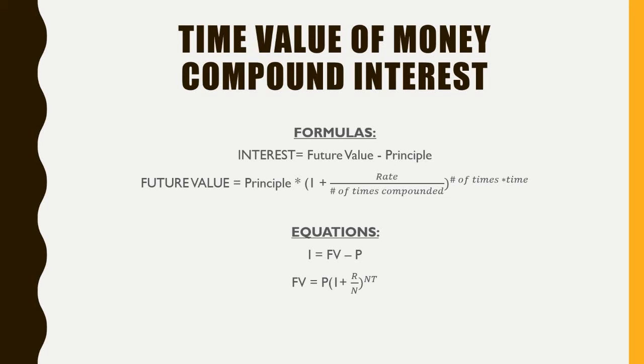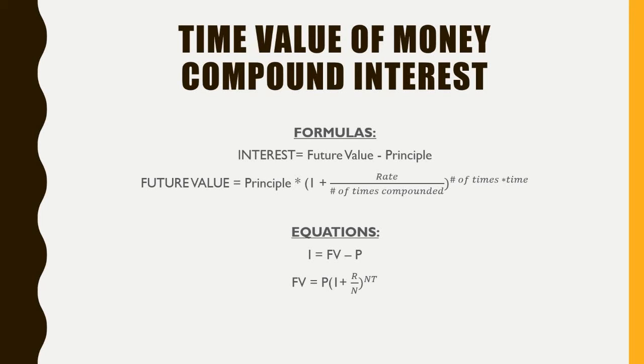All right. But with this one, now this one's going to be different. When we're calculating compound interest, the formula for interest is your future value minus your principal. So when I need to solve for compound interest, I have to solve for my future value first. And your future value is going to be your principal times 1 plus your rate divided by the number of times compounded, in parentheses, exponented, all right? So you've raised it to the n times t power. Okay? That's how you read it.